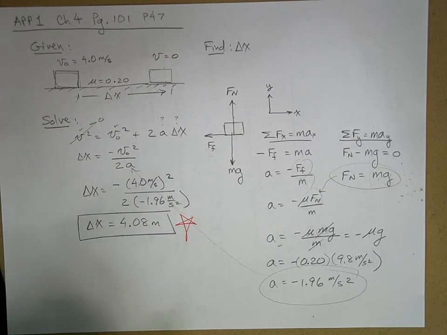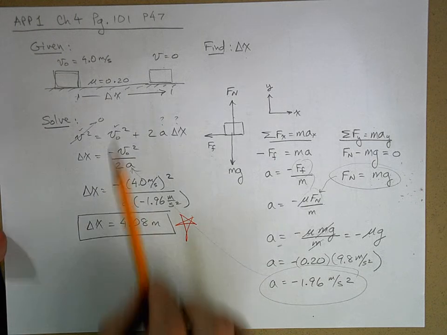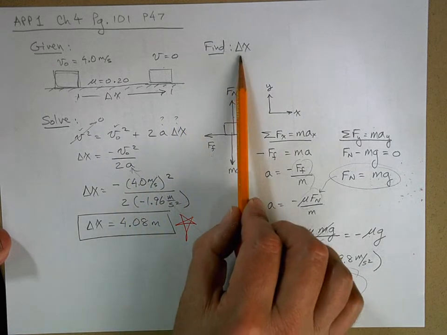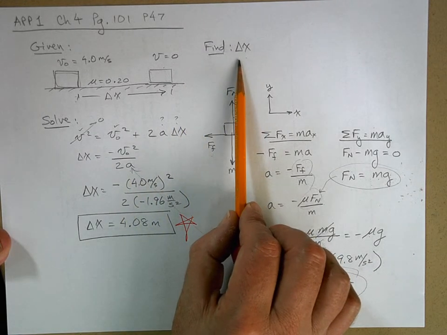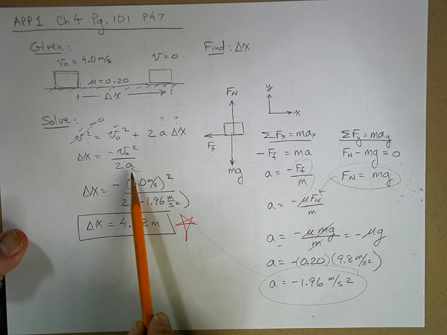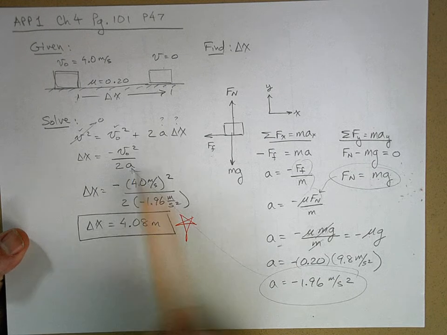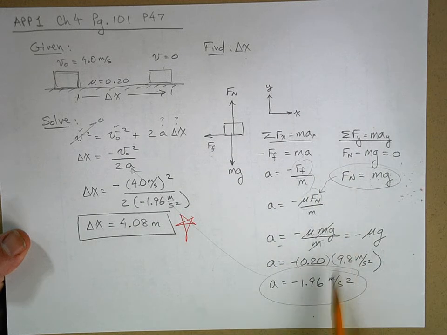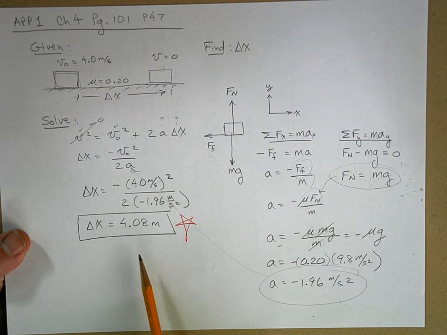So let's review this. Here's a strategy. If you have a problem where you're going to need to use kinematics to solve for your unknown, you're going to be able to find the acceleration using force, using F equals ma, right? So go ahead and solve it as best you can using kinematics, and then when you need to say, oh, I need to find the acceleration, then you go ahead and do the 5-step procedure to find that acceleration, and then you plug it back in here and you get your answer.